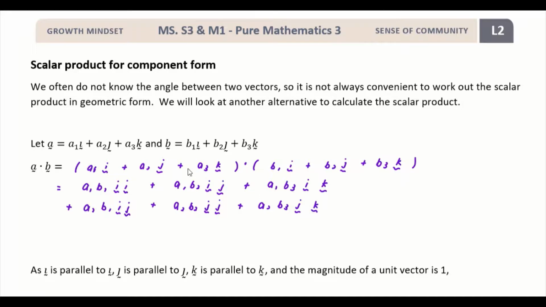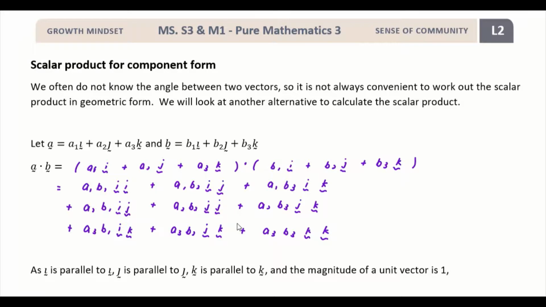We continue for the third part. We get A3 B1 and i k. The next one is A3 B2, and this will be j and k. The last one, we have A3 B3, and then k and k.